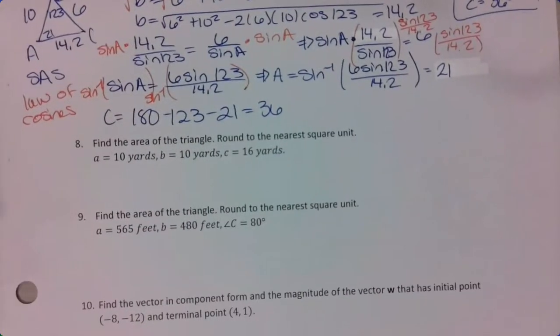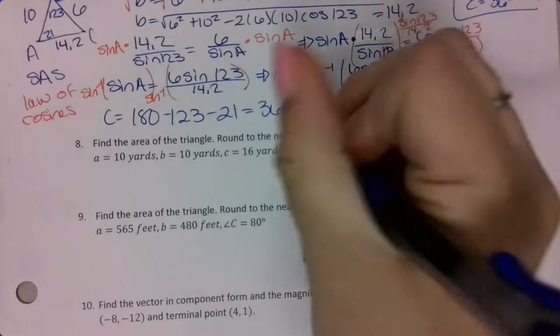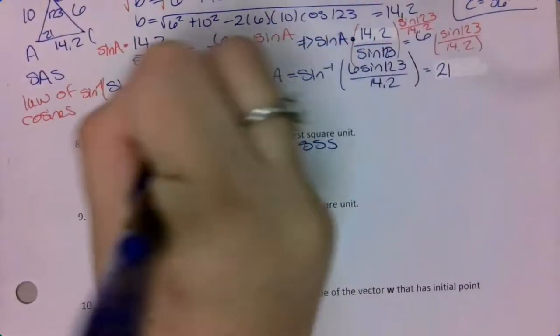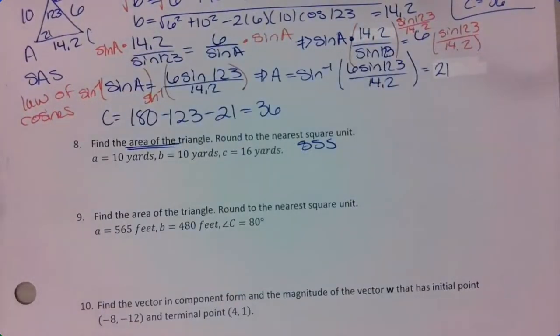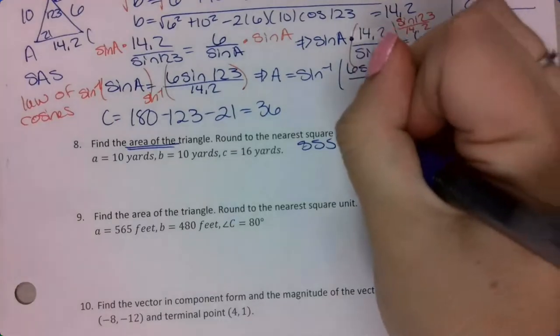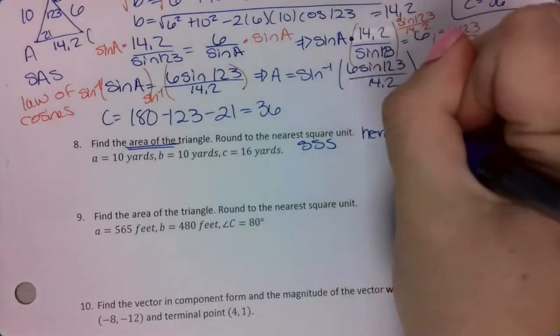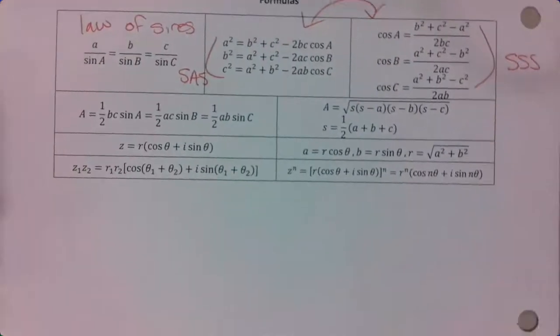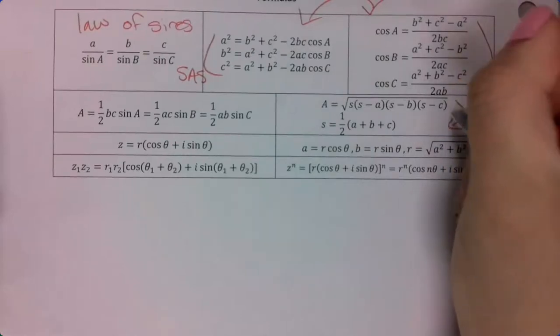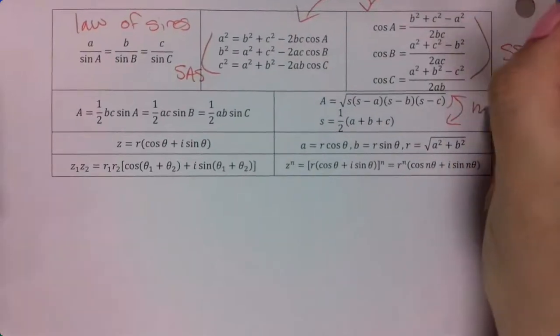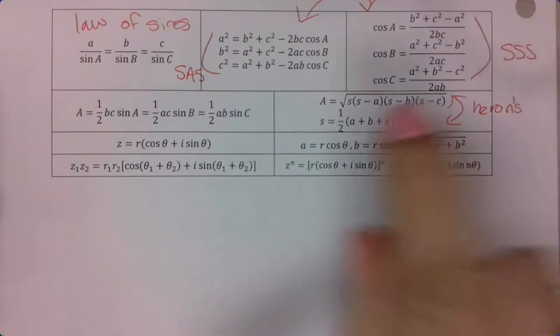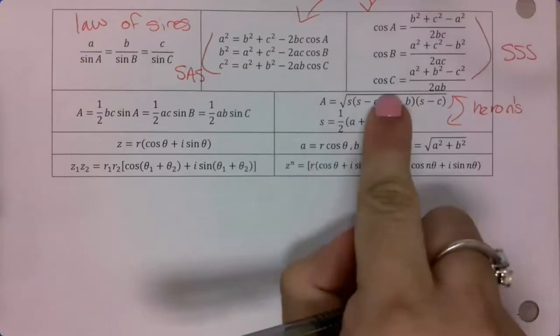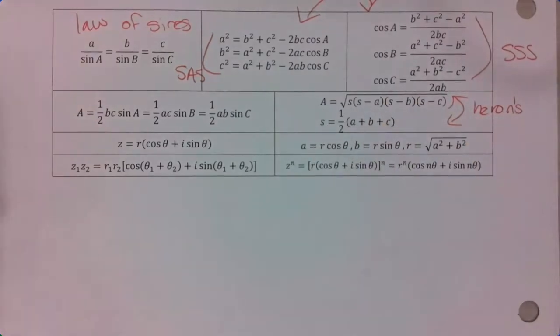Number 8 wants me to find the area of the triangle. This is 3 sides, and it's asking for area. This one is going to be Heron's formula. So if I look back at my formulas on the other side, these two are both needed for Heron's. I'm going to start off by finding my S value, and then plug in my S value to get the area.